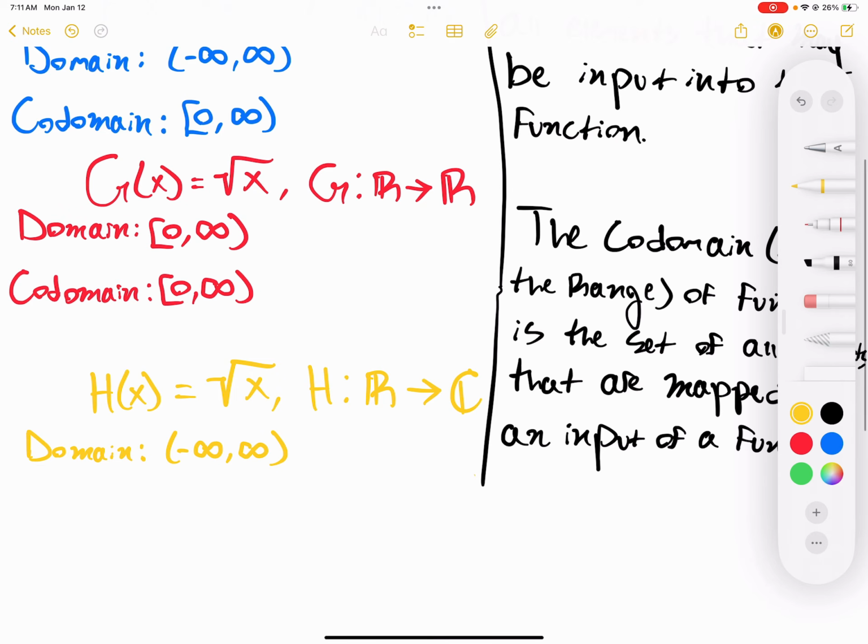Let's think about what our codomain is. Our codomain is all of our outputs, all the possible outputs that can go in there. Let's think about it.